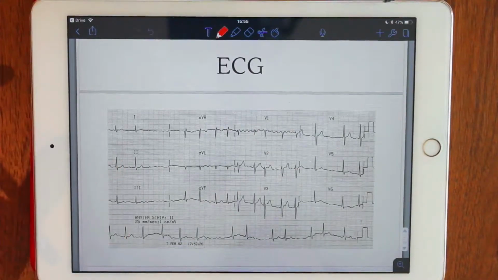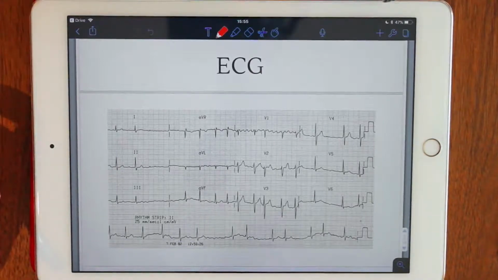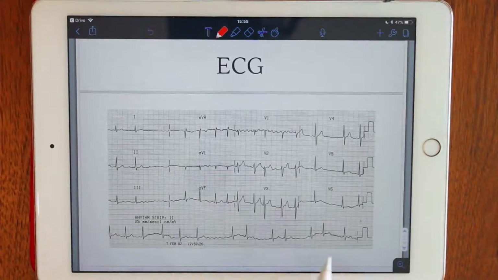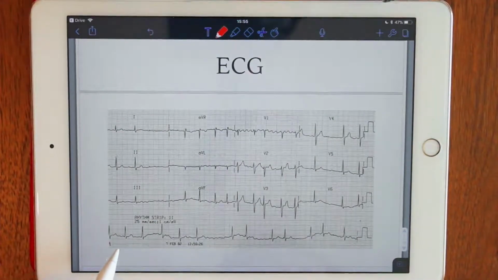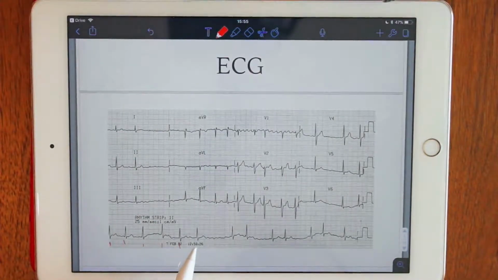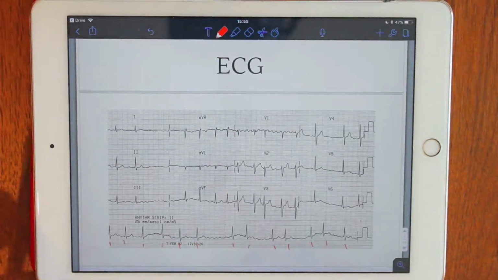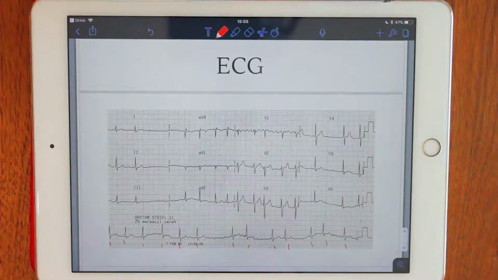Looking at this rhythm, it's very easy to see that it's irregular. And so we don't want to use the 300 method. So we're going to go to the 10-second method instead. Taking our rhythm strip down here, let's start and count the beats. 1, 2, 3, 4, 5, 6, 7, 8, 10, 11, 12, 13. So 13 times 6 is 78 beats per minute.